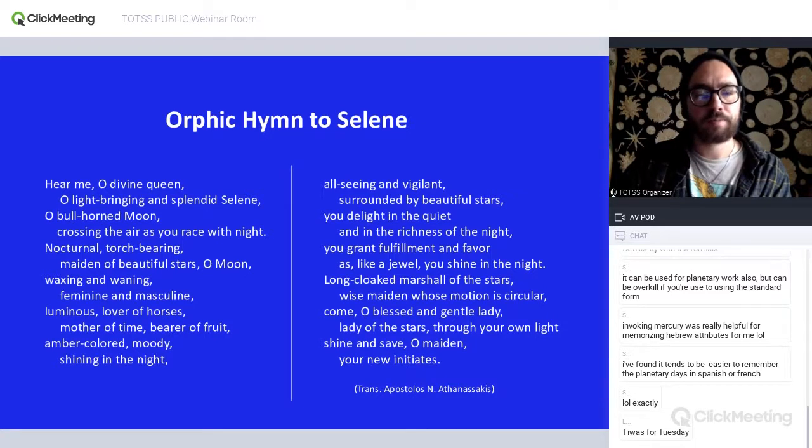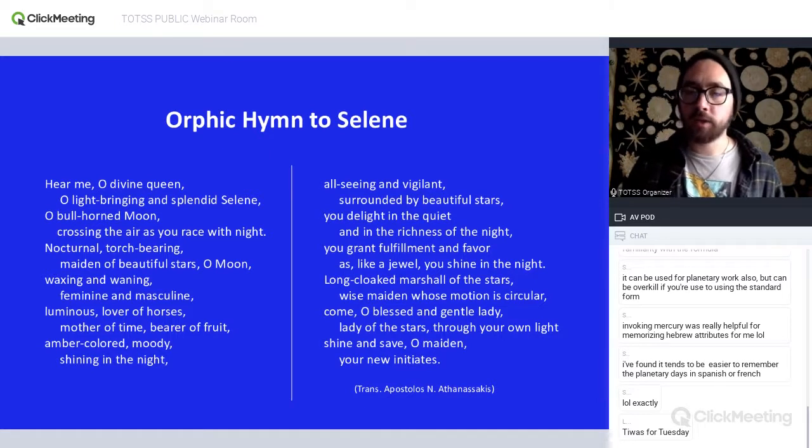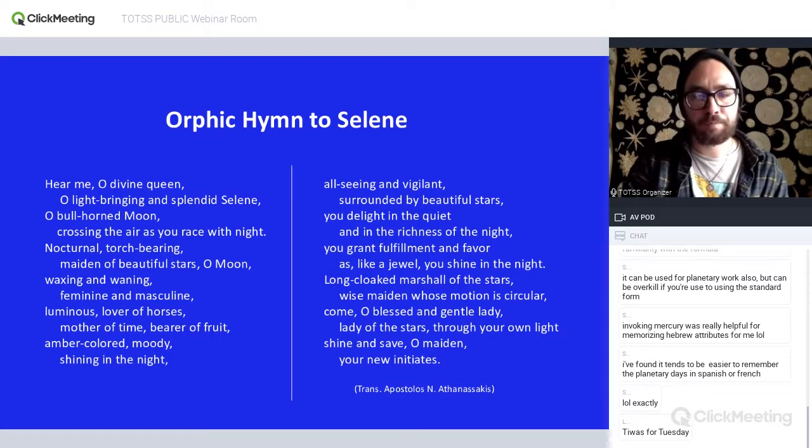So one thing I would suggest with these Orphic hymns is that you can modify the last couple of lines of each one. Here we're just asking the moon to shine and save her new initiates, but you can modify those last couple of lines for the particular working you're doing. So you could say, come, O blessed and gentle lady, lady of the stars, through your own light, illuminate my mind and grant me a true vision of your nature, or something like that. So you can modify the endings of these slightly to correspond to the purpose of your working.